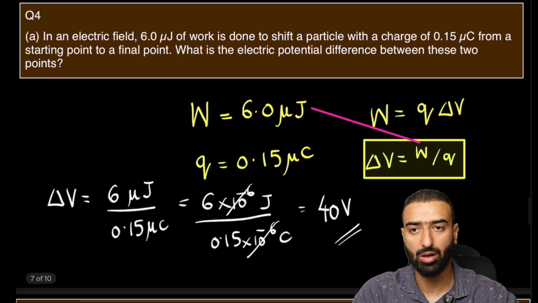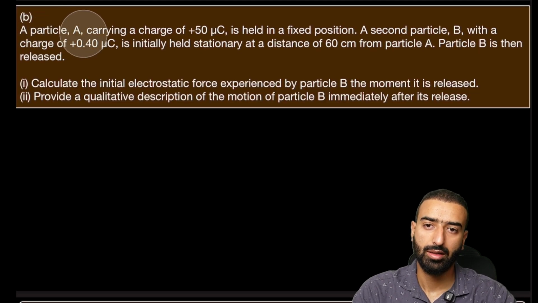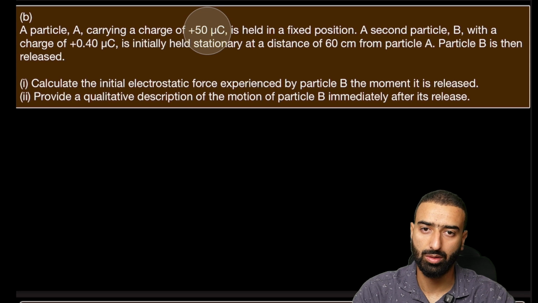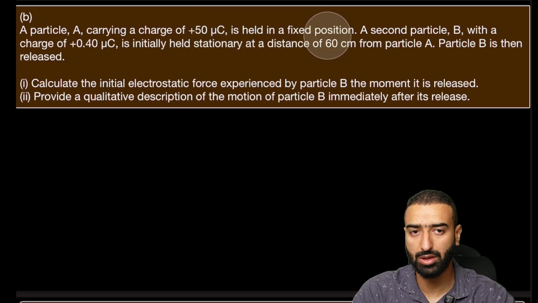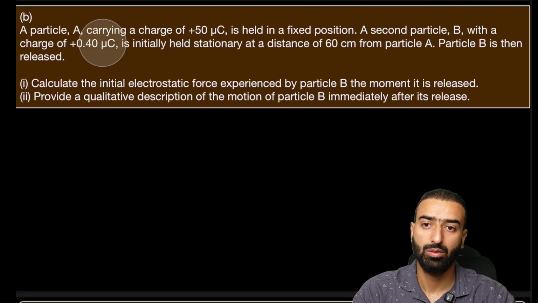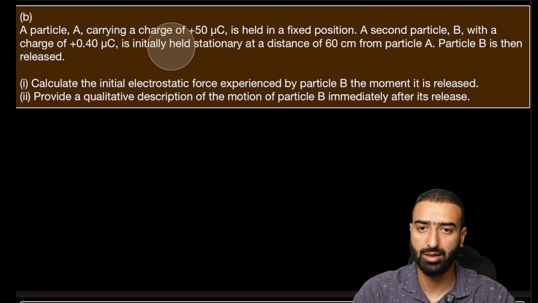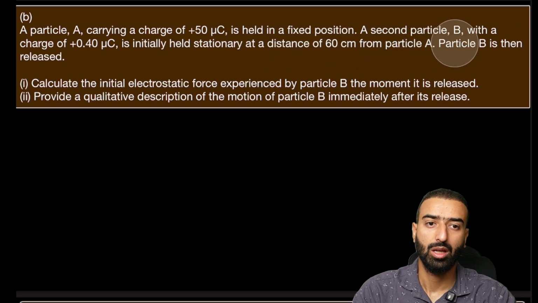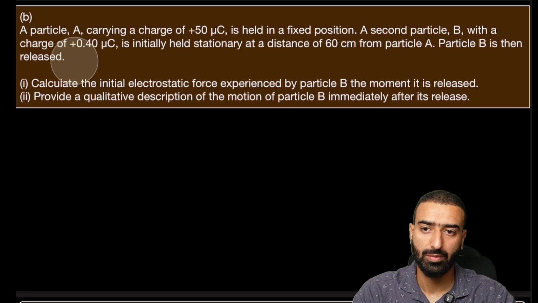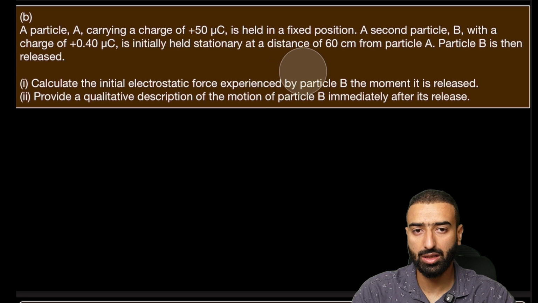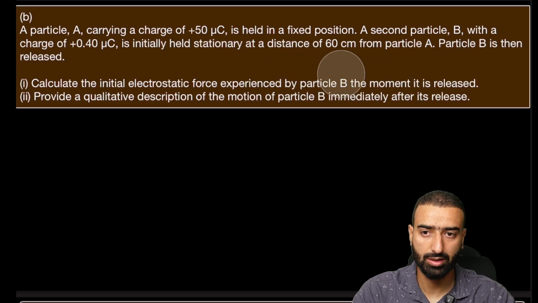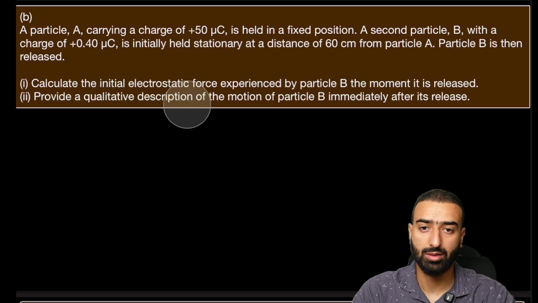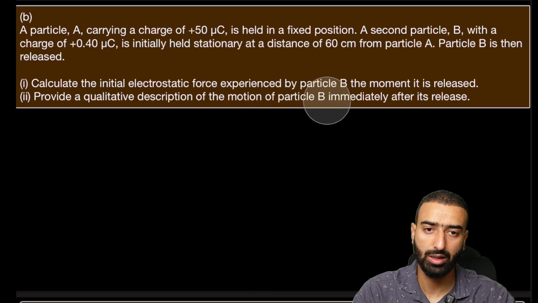Let's move on to the second part of the problem. A particle A carrying a charge of 50 microcoulomb is held in a fixed position. A second particle B with a charge of plus 440 microcoulomb is initially held at a distance of 60 centimeter from particle A. Particle B is then released, and we are to find the initial electrostatic force experienced by particle B the moment it is released, and we are supposed to give a description of the motion of particle B immediately after its release.